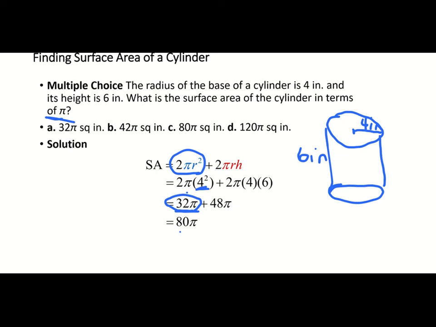Next, they did 2 times pi times 4. This is the circumference of the circle times its height. 2 times 4 times 6 is 48. We leave pi, and add those two together. 32 pi plus 48 pi will give us 80 pi for the surface area of the cylinder.